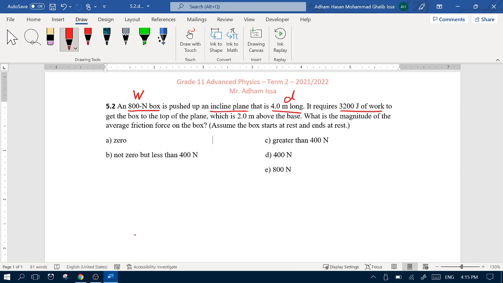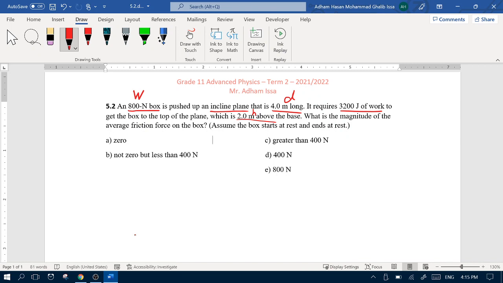Now I will leave this as is in here, and I will tell you later how we can describe this quantity. So it requires 3200 joule of work to get the box to the top of the plane, which is 2 meter above the base. We will see how this is actually h, or the height. What is the magnitude of the average friction force?